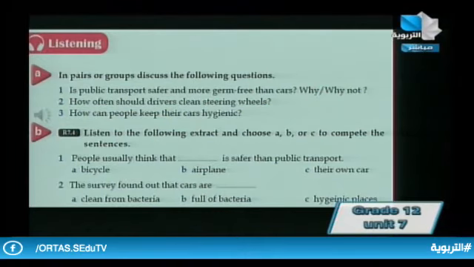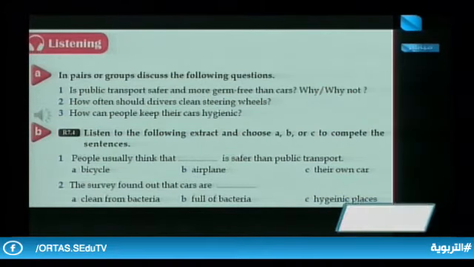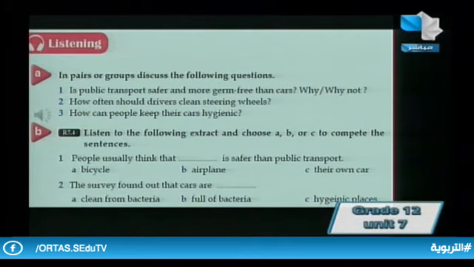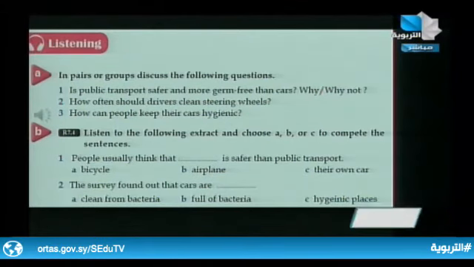Recording 7.4. Listen to the following extract and choose A, B, or C to complete the sentences. Many people feel safer in their own cars than risk getting germs while traveling in public transport. The truth for many car drivers and passengers is the opposite. A British survey discovered that most cars are so dirty inside that they are a potential breeding ground for bacteria such as the deadly E. coli. The survey was carried out by the University of Nottingham.